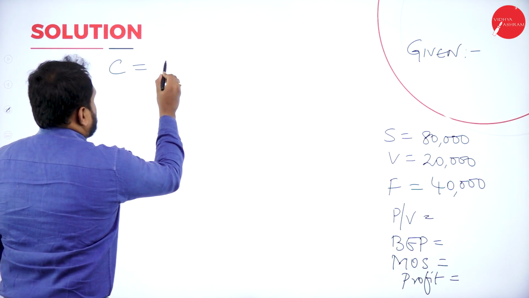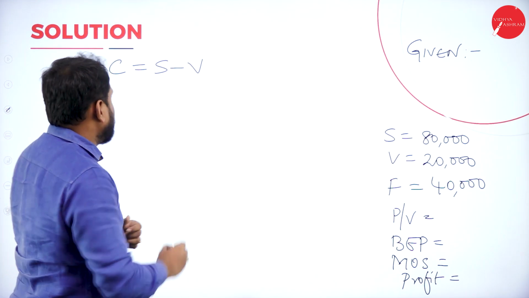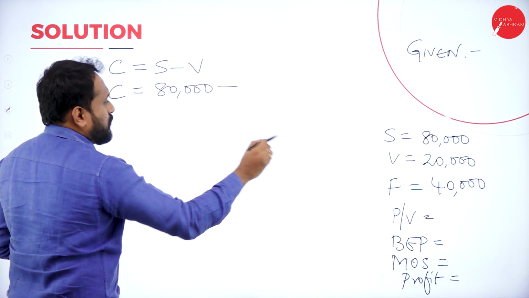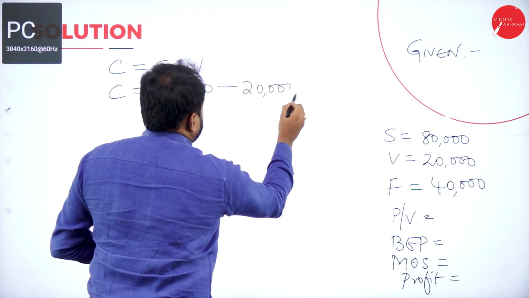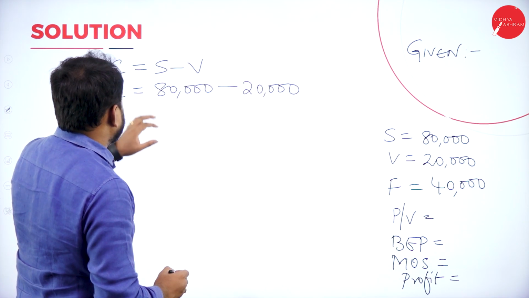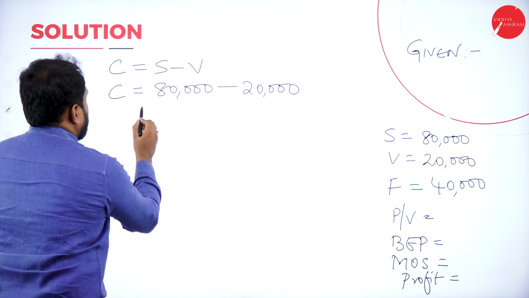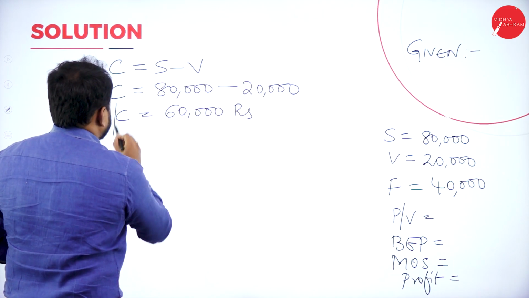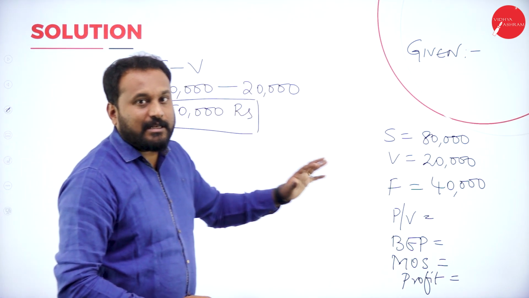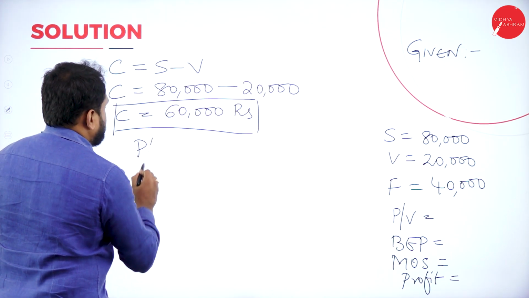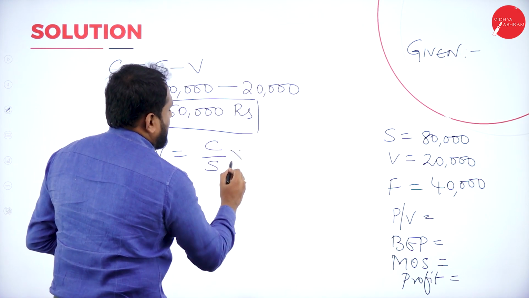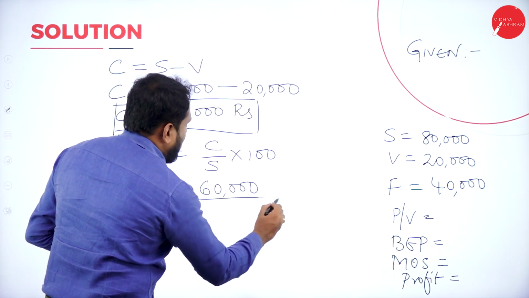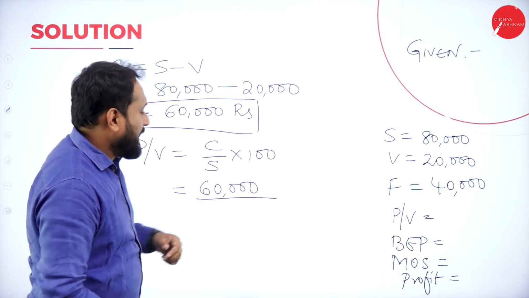Now let's go with this question. C is equal to S minus V. Contribution is equal to, what is S? S is 80,000 minus, what is my V? 20,000. When we go with this 80,000 and 20,000, please understand, contribution is equal to 60,000 rupees. Now denote this. Contribution is 60,000. Put it in the bracket. After that, what is PV? PV is equal to C by S into 100. What is my C? C means contribution, 60,000 divided by, what is my S? S is 80,000 rupees.